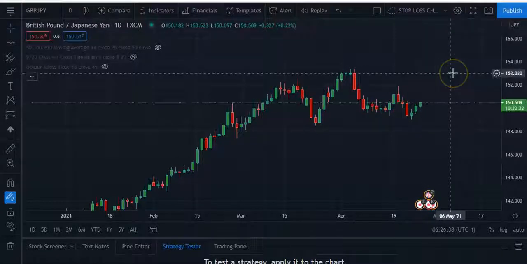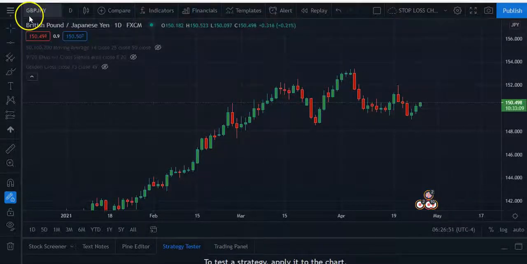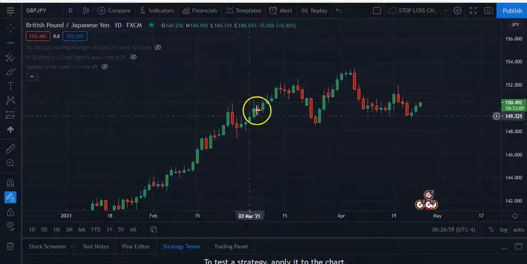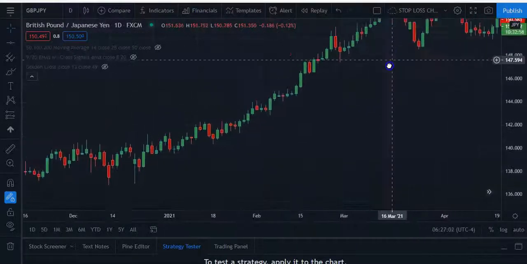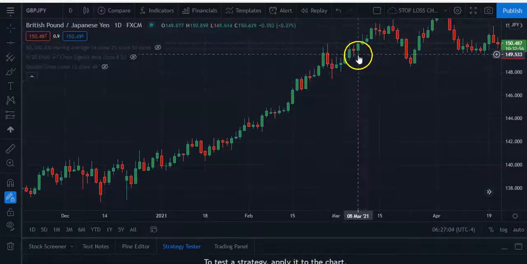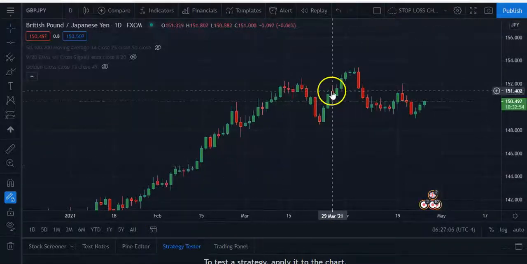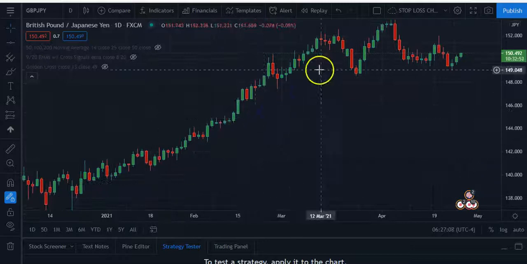Hey, so today we're going to look at trends, all right? And we may also look at support and resistance in this video, but specifically trends. Because if you look at this trend here, we're on the GJ, the British pound sterling and the Japanese yen, on the daily chart. And you see that we're in a bullish market, so it's an uptrend. The market is moving upward.